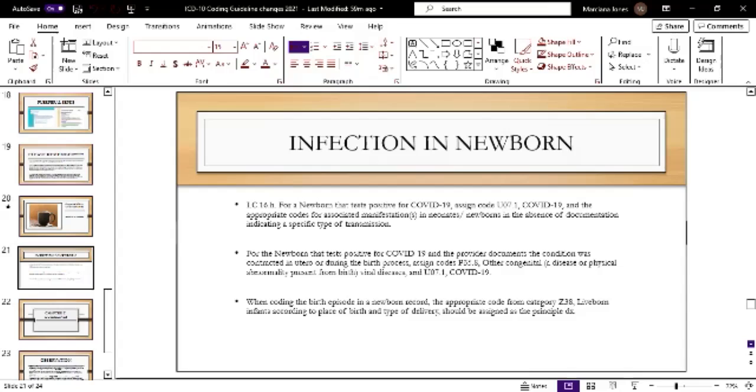So again, for the newborns that test positive and the provider documents that the condition was contracted in utero or during the birth process, you're going to assign this P code first, and then you're going to assign the COVID code. When coding the birth episode in a newborn record, the appropriate code from category Z38, which is the live-born infants, according to place of birth or type of delivery, should be assigned as the principal diagnosis.